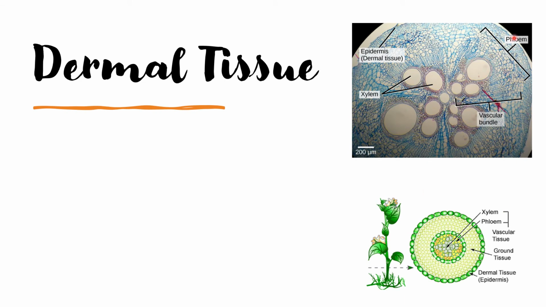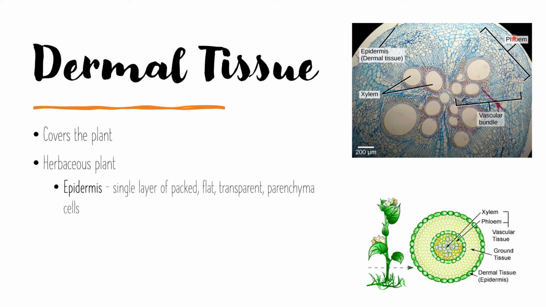The dermal tissue covers the plant. In a herbaceous plant, dermal tissue consists of epidermis, which is a single layer of tightly packed, flat, transparent parenchyma cells. In woody plants, tough bark replaces the epidermis in stems and roots. And this is how the epidermis would look, this part. This is how it would look under the microscope. And this is how you would envision the dermal tissue to be positioned together with the vascular tissue and also the ground tissue.